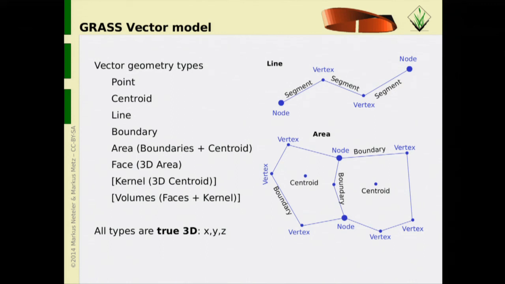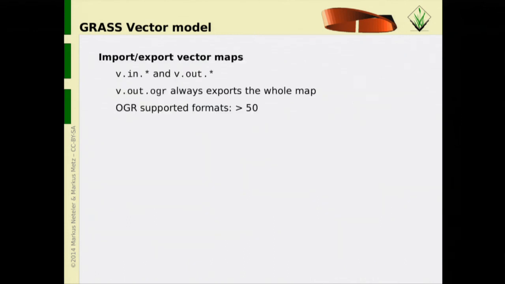In GRASS, all types can be true 3D with a Z coordinate, so X, Y, Z is possible. But you can enforce 2D representation to save disk space, for example. Import and export happens again equivalently with the v.in and v.out modules, as for raster we have the r.in and r.out modules.